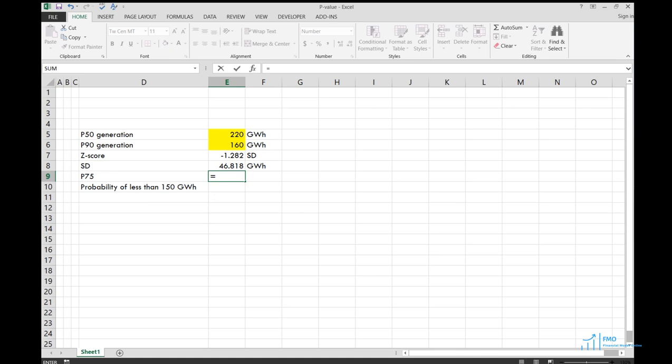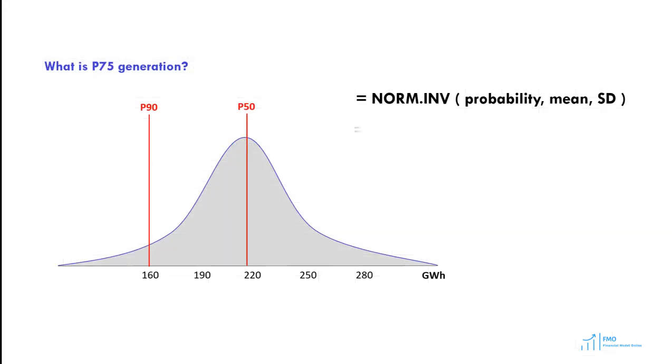We know that the p-value is equal to 1 minus probability, so the probability that corresponds to P75 is 25%. The mean value is 220 gigawatt hours, and the standard deviation we've just calculated is 46.8 gigawatt hours. The result is 188.4 gigawatt hours. So the annual energy production that corresponds to the P75 value is 188.4 gigawatt hours.